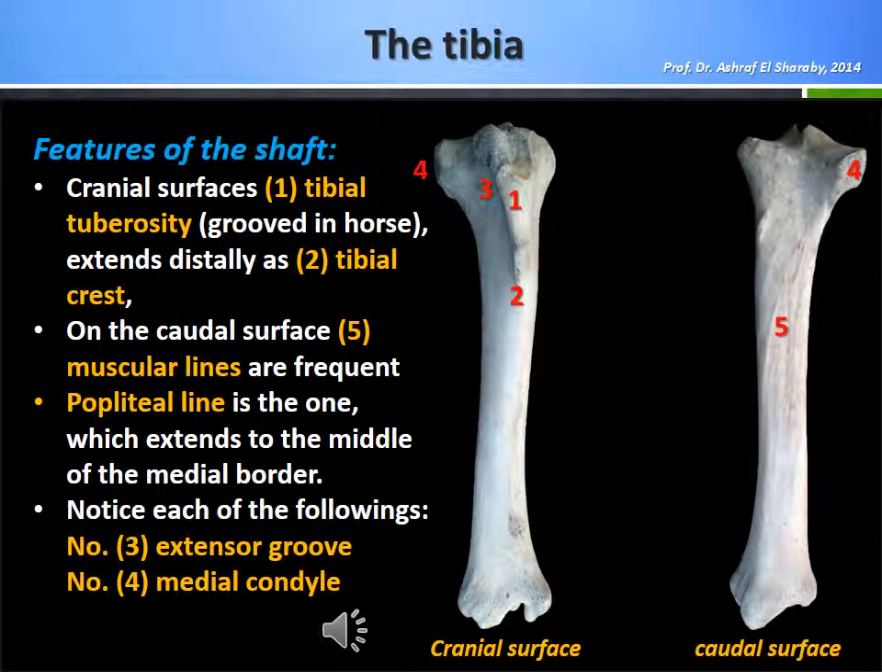Features of the shaft of the tibia. On the cranial surface, the tibial tuberosity is grooved in the horse. It extends distally as the tibial crest. On the caudal surface, muscular lines are frequent. The popliteal line is the one which extends to the middle of the medial border. Notice each of the following: number 3, extensor groove, and number 4, medial condyle.